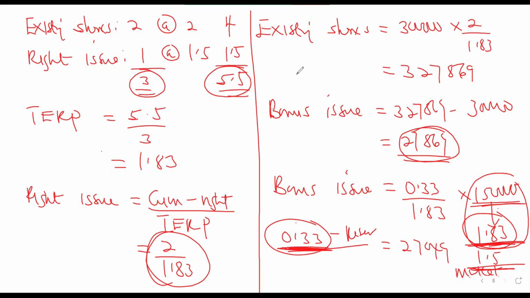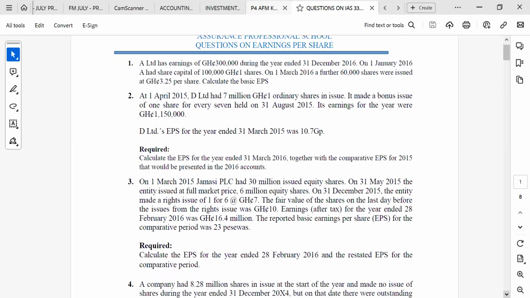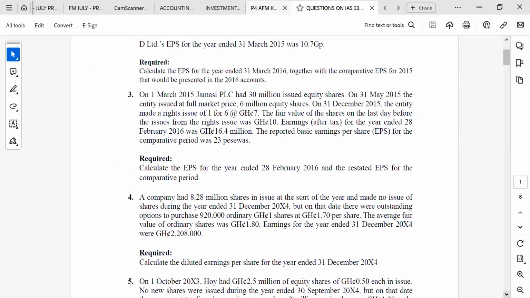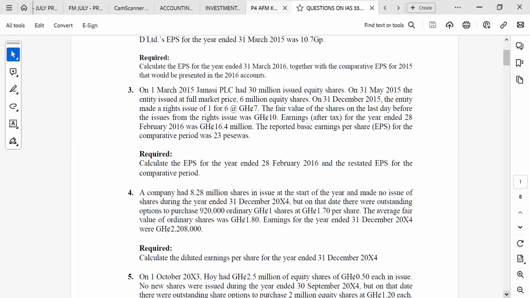All right. But that is an extraordinary thing. Then what you are going to be doing always is this one. You find your right issue fraction and multiply by the existing shares. That will give you your increment. So you see a different value over here. So the difference between the existing shares and the new shares is the bonus issue. Please let's pick a question so that I'll demonstrate what I'm talking about there. So how can I get a question on a right issue?